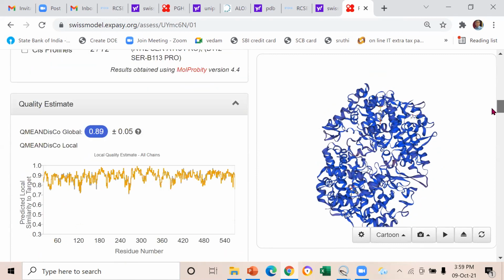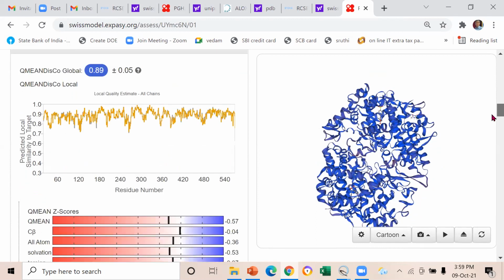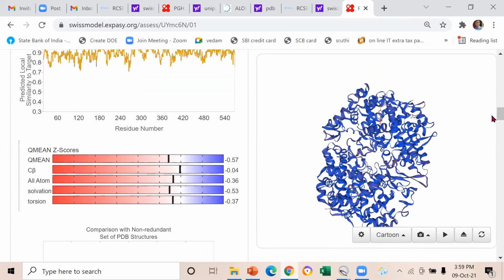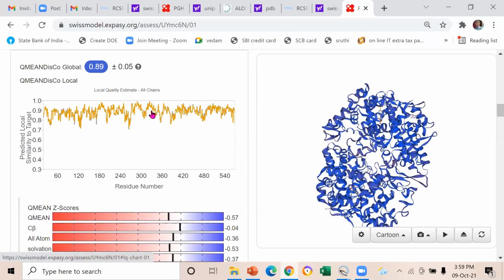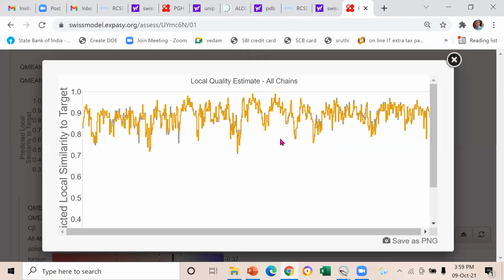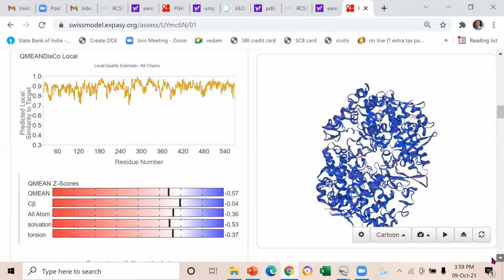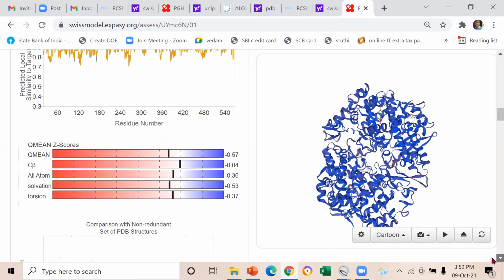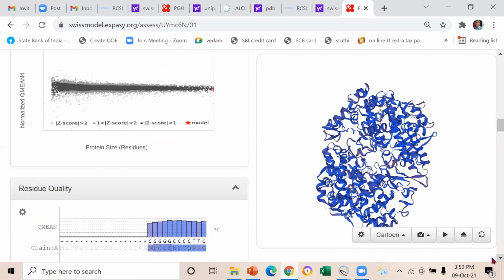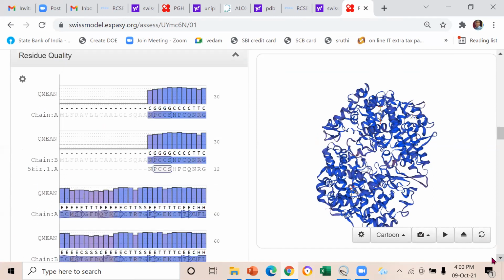And then we look at the residues and the predicted regions also. This is called the local quality estimate. We should not have very large deviations here. The deviations are very small. So again, the protein is quite stable. And then we also look at the mean residue quality check.